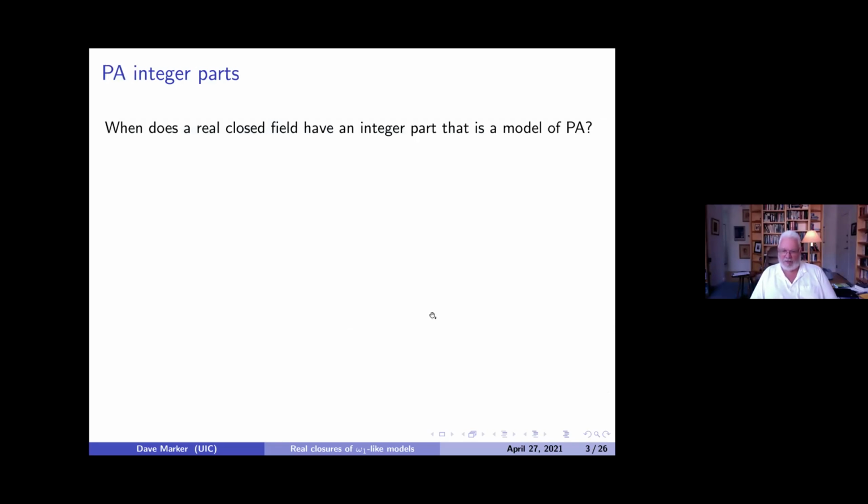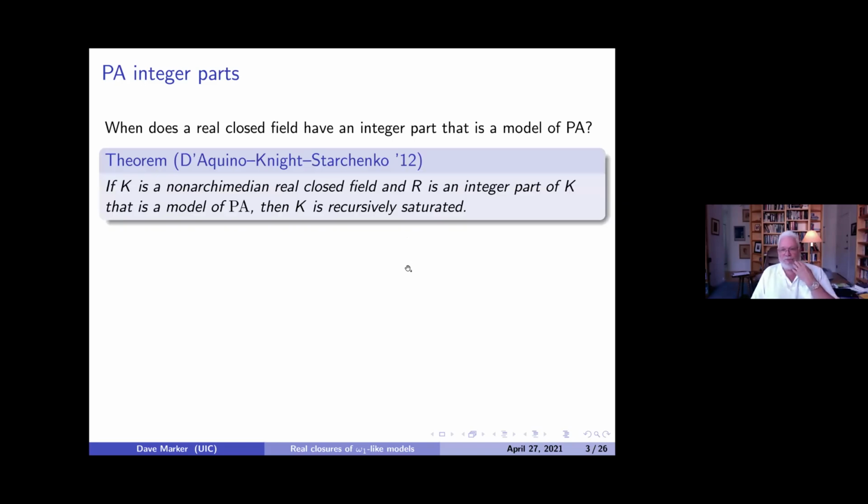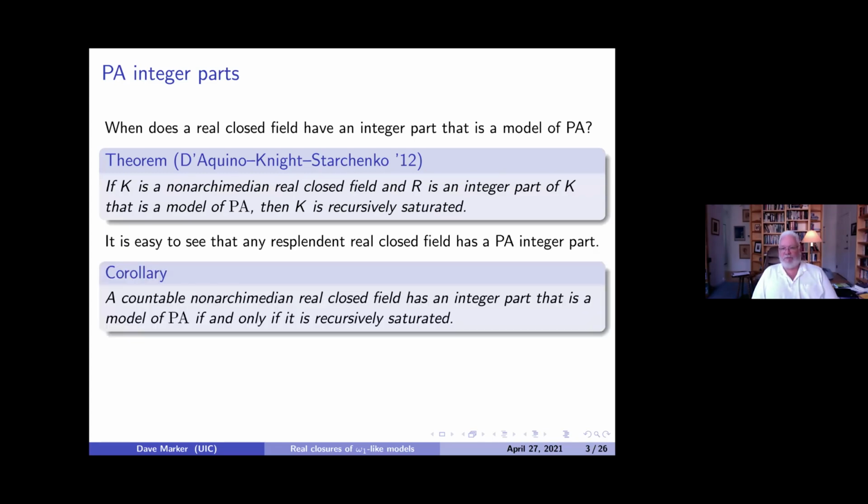Sorry, I'm having a little trouble advancing my slides. Okay. So the question is, every real closed field has an integer part. When does it have an integer part that's a model of PA? Well, of course, Archimedean ones do. But there's a theorem from 2012 of Paolo D'Aquino, Julia Knight, and Sergei Starchenko that gives a characterization: if you have a non-Archimedean real closed field and you take an integer part that's a model of PA, then it's actually recursively saturated. Sorry, the field is recursively saturated. And this is done by using some minimality and some coding in the model of arithmetic. Now, conversely, if I had a resplendent real closed field, then it's easy to see that it has a Peano arithmetic integer part.